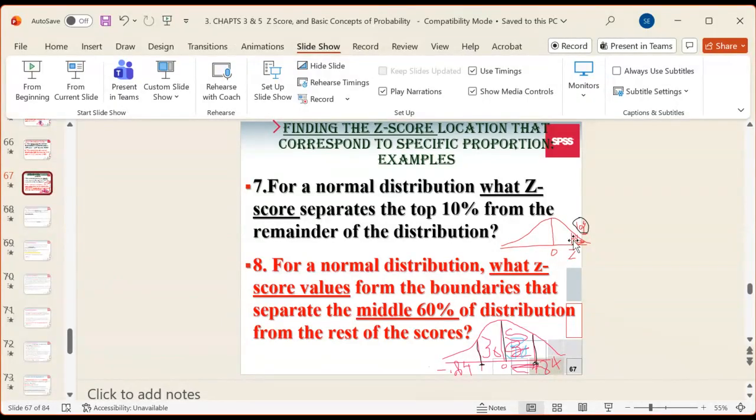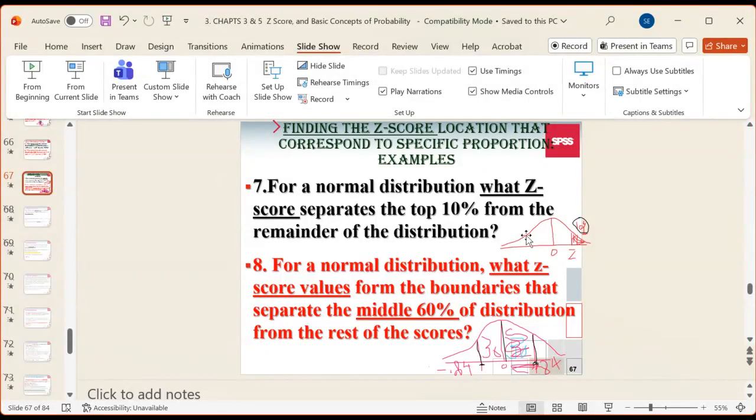And it says, what z-score separates the top 10% from the remainder of the distribution from the bottom? They want that tail, the top 10%, right there. They gave us that, but they want to know what the z-score should be exactly. Is this z of 1, 1.1, 1.5? Is it 2? What would be the exact z-score here?